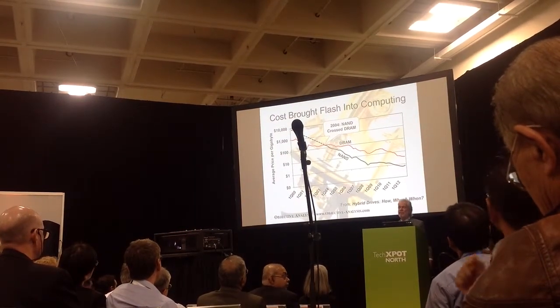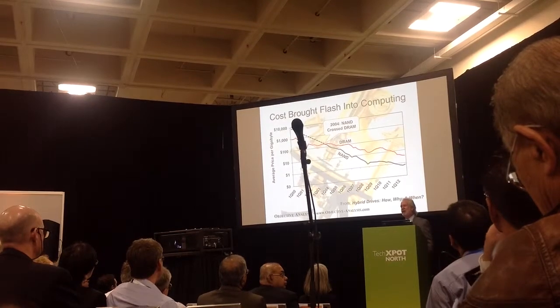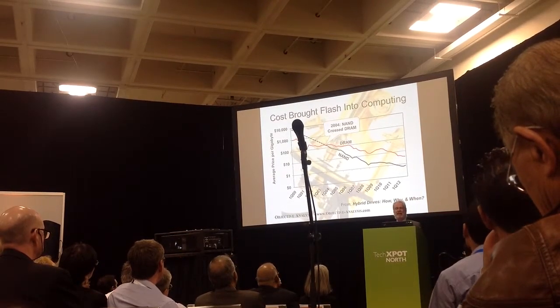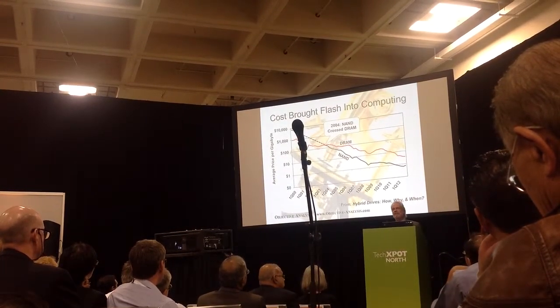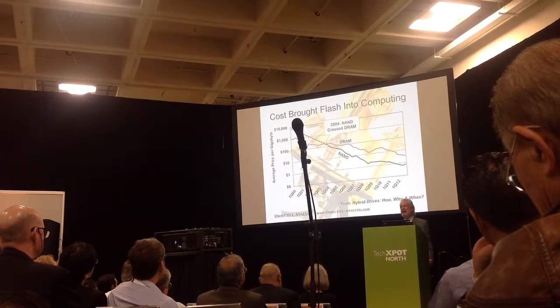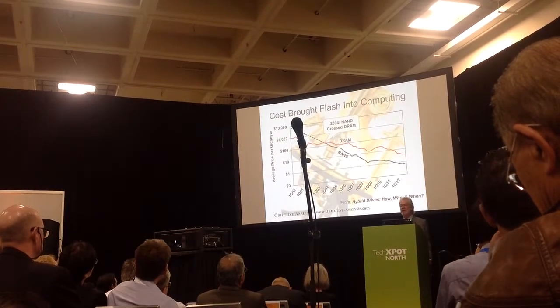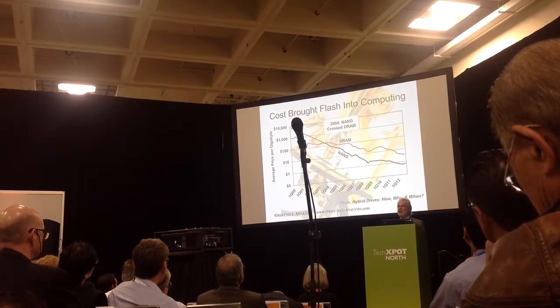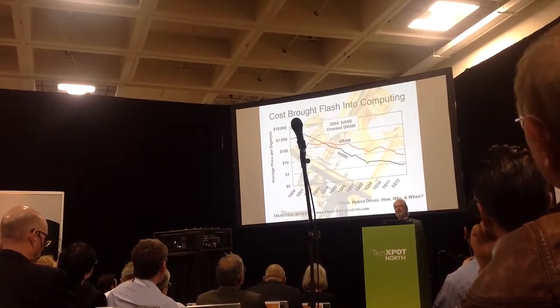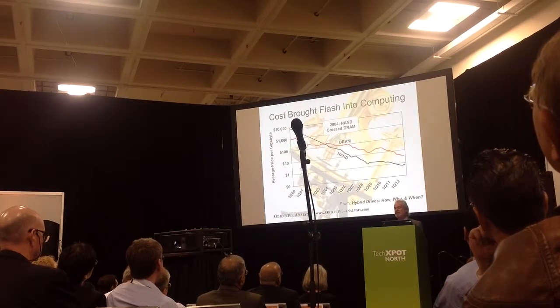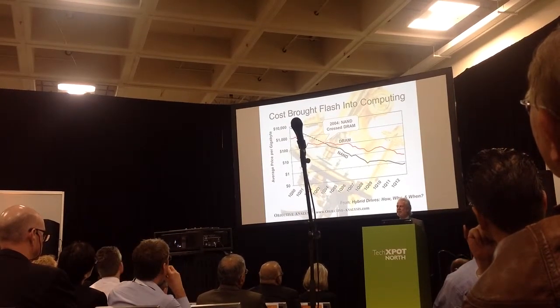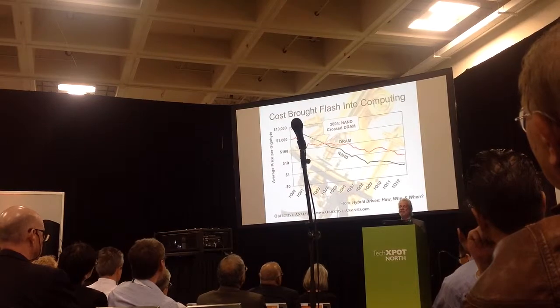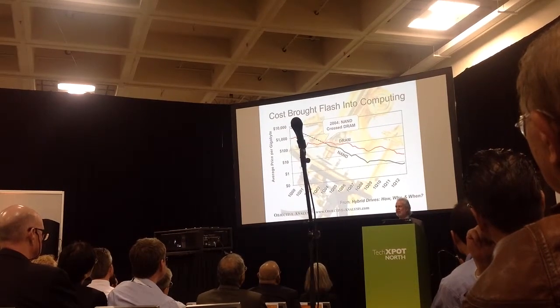Cost is what brought NAND flash into computing. We wouldn't have SSDs today if it weren't for the fact that in 2004, NAND flash prices actually crossed over DRAM prices and got below it. Today, NAND flash is selling for about 1/20th as much as DRAM. And you see an awful lot of people in server applications who are putting SSDs into their servers in order to reduce the amount of DRAM that they use.